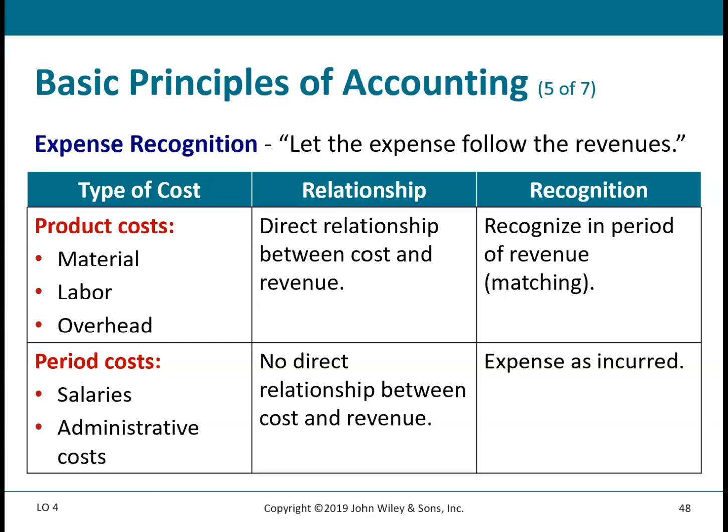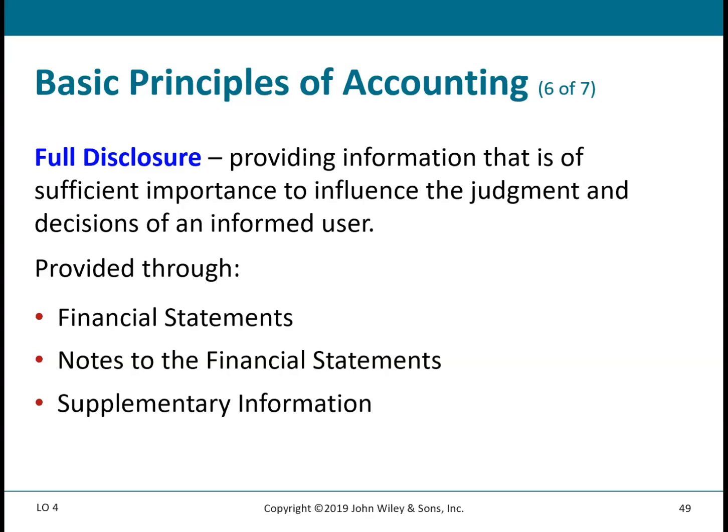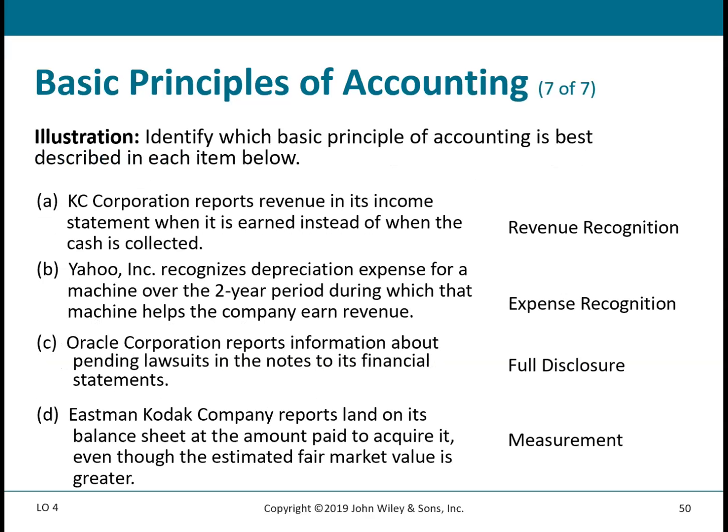But period costs are different. Salaries, administrative costs, etc. There's no direct relationship between the cost and the revenue, so we just expense it as it is incurred. That's what we mean by let the expense follow the revenue. Full disclosure is providing information that is of sufficient importance to influence the judgment and decisions of the users. It is provided through financial statements, notes to the financial statements, and supplementary information. All right, take a minute, pause it, read through this illustration, and then we'll continue.